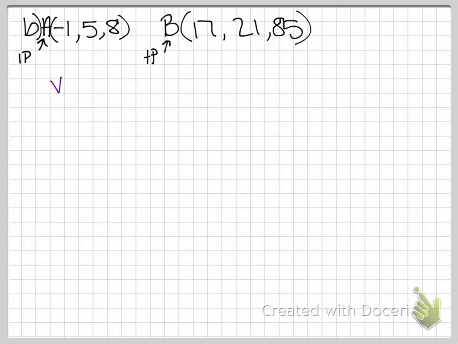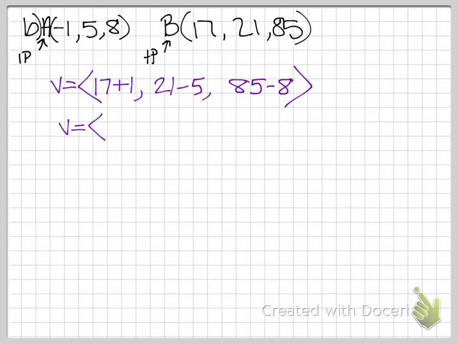So to find this vector, I'm going to take terminal point minus initial point. So I've got 17 minus -1, so +1. Second part, I've got 21 minus 5. Then I've got 85 minus 8. So we'll go ahead and simplify that all down to find our vector. And we'll get 18, 16, 77.